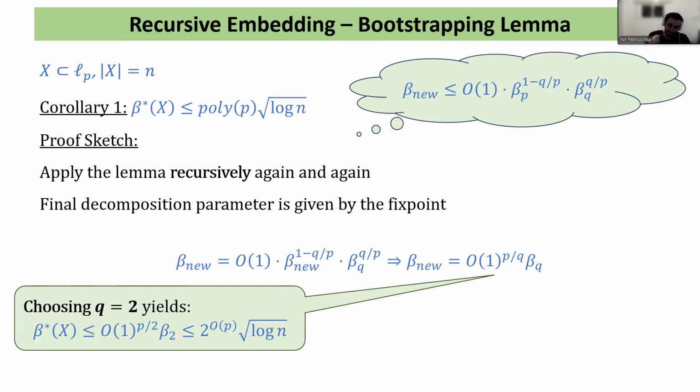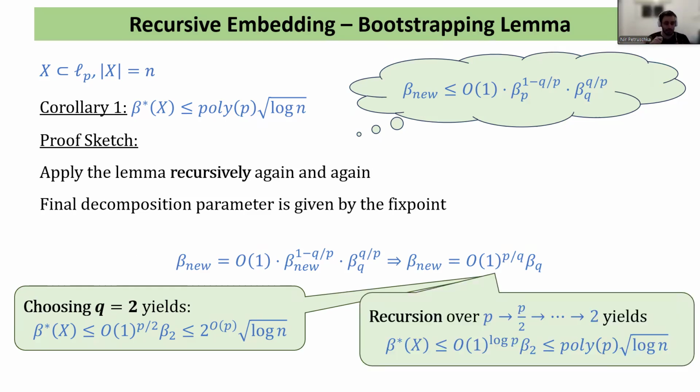But we can actually improve further if we apply a second recursion over the values of P. So instead of moving directly to L2, we use intermediate spaces in between. And we get that we reduce the decomposition parameter to being polynomial in P instead of exponential in P. So this is the final solution, our main result.